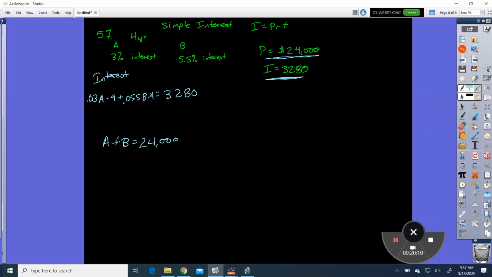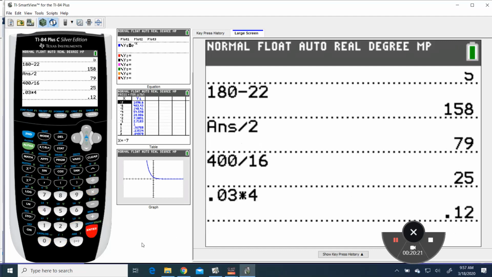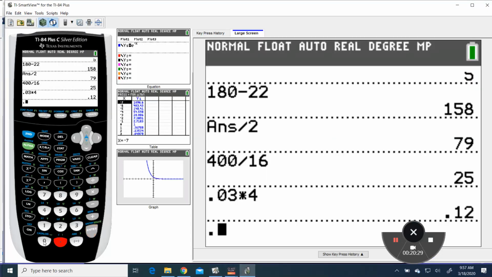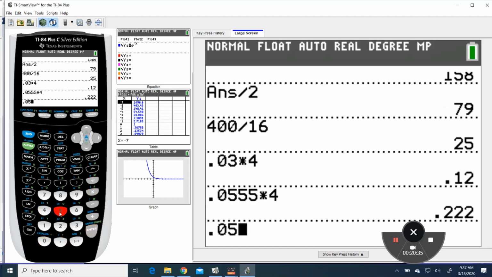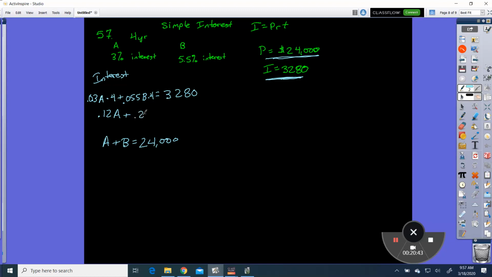So now I have two equations. I have 0.03 of A times 4. So if you want to go to your calculator, 0.03 times 4 is 0.12. So this is 0.12 of A plus 0.055 times 4. Whoops, too many fives. Plus 0.22 of B equals 3,280. So this is the interest.